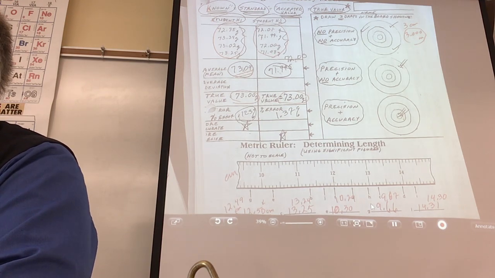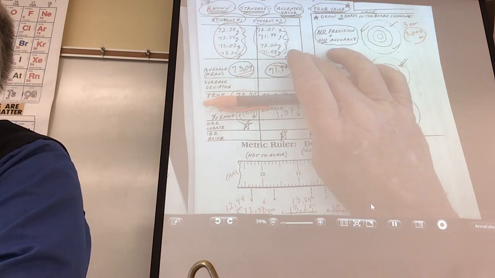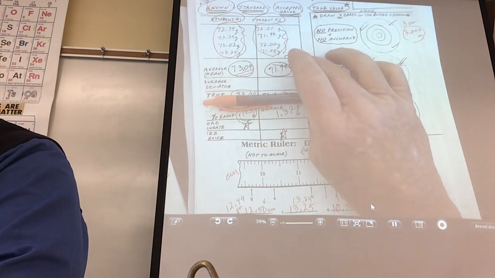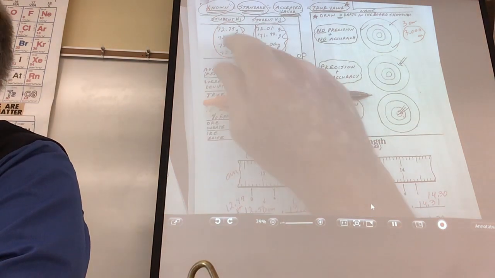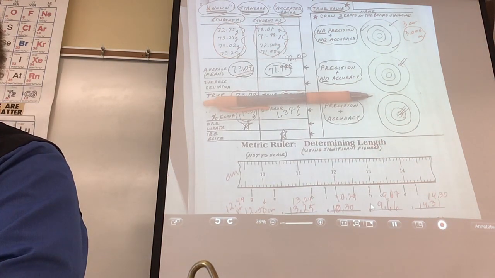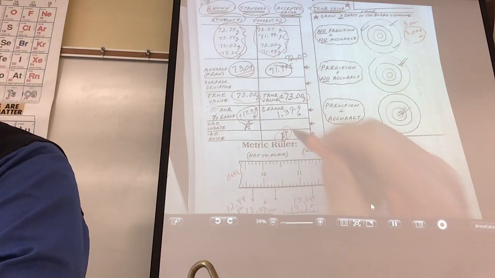Okay, see this? Don't look at the bullseye. How close are these numbers to themselves, their own average? Pretty close, aren't they? What about these? Not as close or not? So who's more precise? Student number 2.